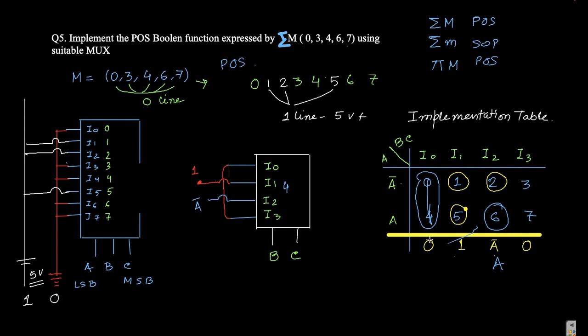Now the 0 and 0 inputs are short circuited. The 1 is nothing but the higher voltage, that is the 5 volt battery. You can take this as a 5 volt battery also, and this is your A bar. So BC is the select line and A is the third variable.